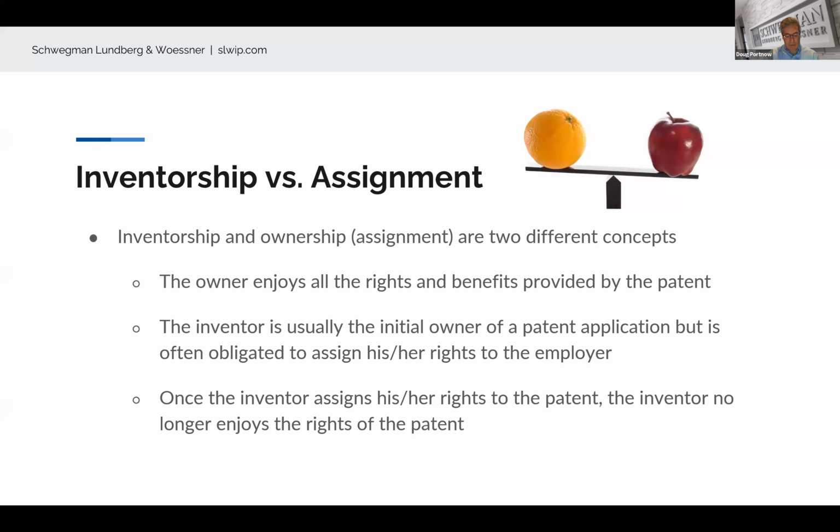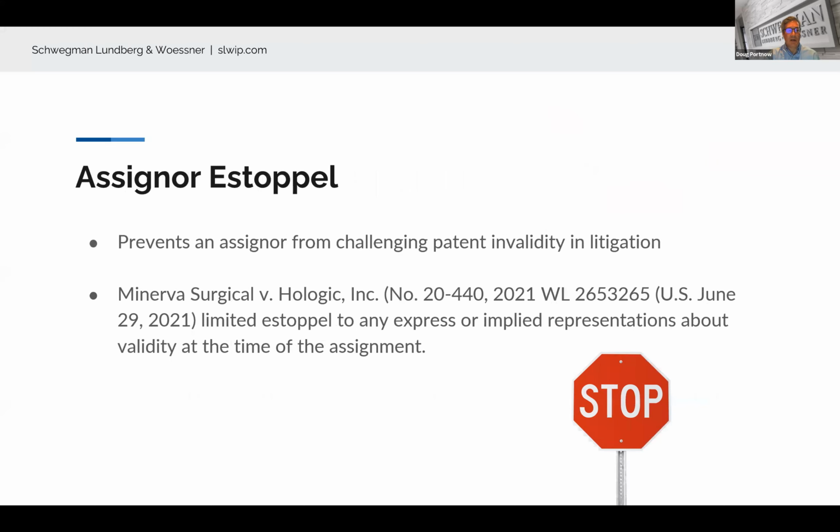Okay, if we could just flip over to the next slide. And we'll talk about inventorship later in the presentation, what that means and what the standard for determining inventorship is. But a couple of relevant topics that we're not going to get too much into today are assignor estoppel. So again, that concept broadly is that the assignor of a patent is estopped or prevented from challenging the patent validity during litigation.